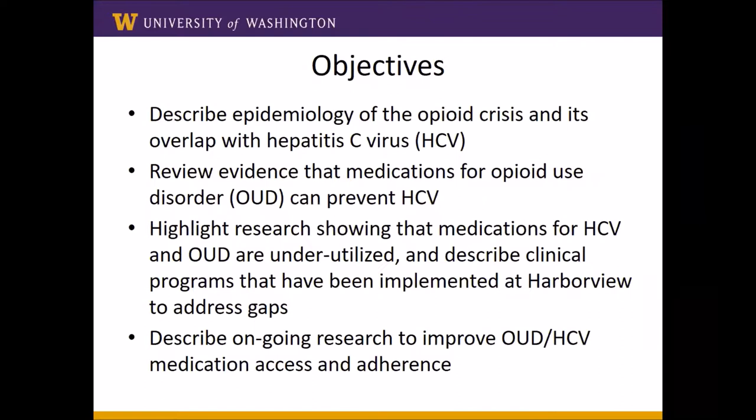And these are the objectives of the talk today. I'll describe the epidemiology of the opioid crisis and its overlap with hepatitis C virus infection, review the evidence that medications for opioid use disorder, which I'll abbreviate as OUD, can prevent hepatitis C.